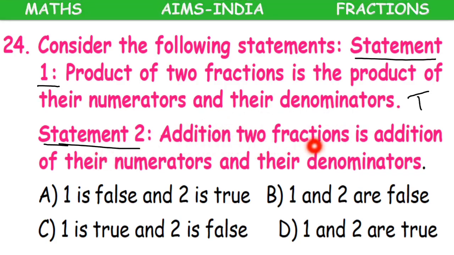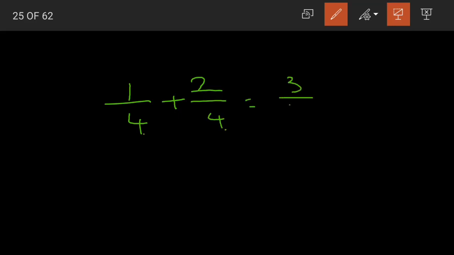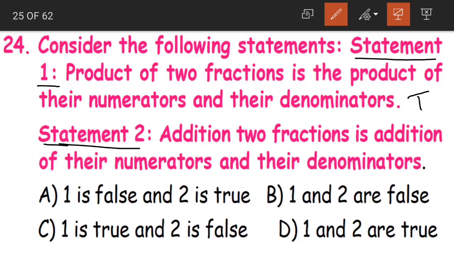Next, statement 2. Addition of two fractions is addition of their numerators and their denominators. If you remember addition of like fractions, children, what did we do? Say 1 by 4 plus 2 by 4. What did we do? 1 plus 2 is equal to 3 divided by 4. We just did the sum of the numerators. We did not add our denominators. We just took the common denominator here. We add the numerators, yes, but we do not add the denominators. We just take a common denominator.